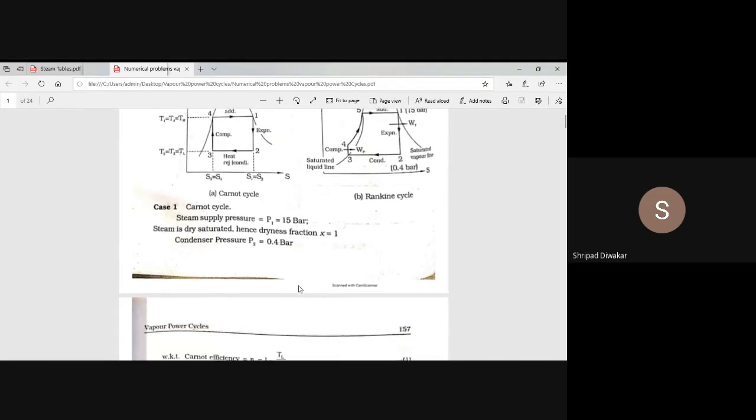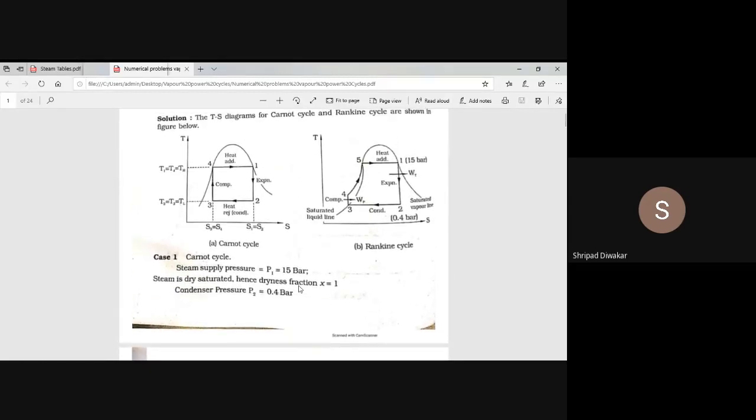Just understand this simple problem: how to find out turbine work, how to find out pump work, how to take the heat supplied. Once you understand this problem, we can solve any number of problems. So the formula is (WT minus WP) divided by QS. WT is h1 minus h2. WP, remember, is h4 minus h3, divided by heat supplied. As I said, don't consider this 5, because 5 and 1 are the same. So the heat supplied is h1 minus h4 if pump work is there. If pump work is not there, you take h1 minus h3. That's why understanding of the steam table is most important in vapor power cycles.